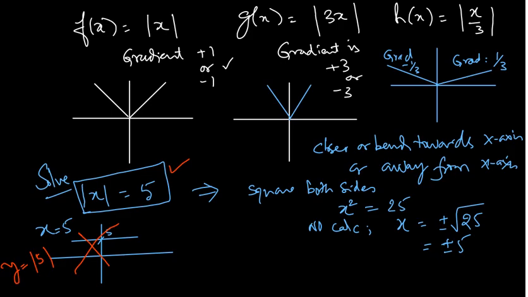Then we have 3 variations. One is with a positive 1 gradient, positive 3 gradient, and positive 1 over 3 gradient. These 3 graphs look like that.